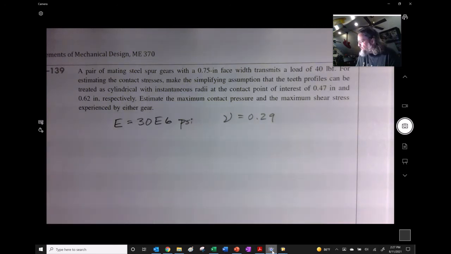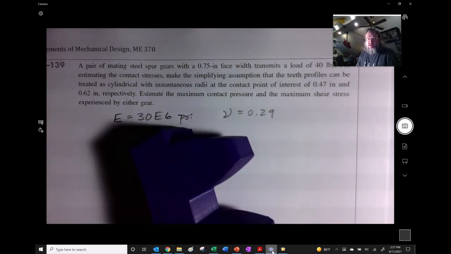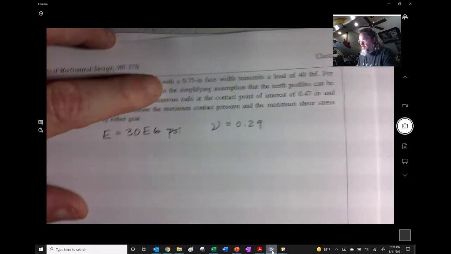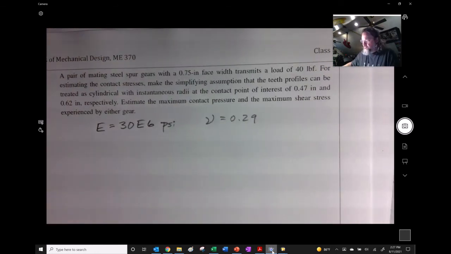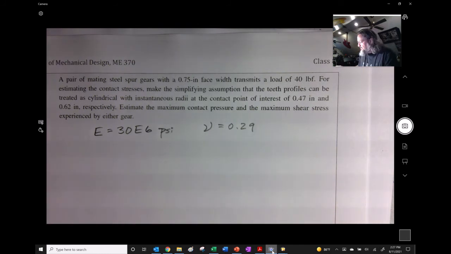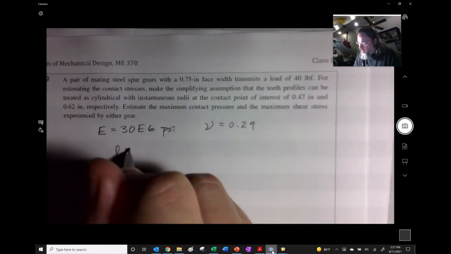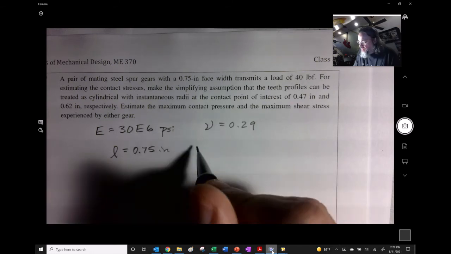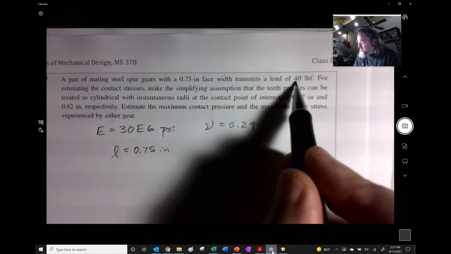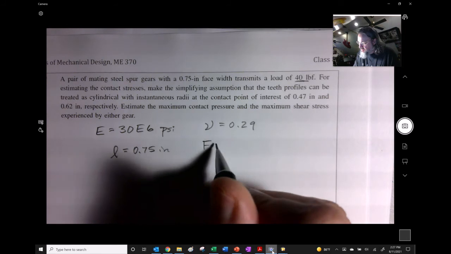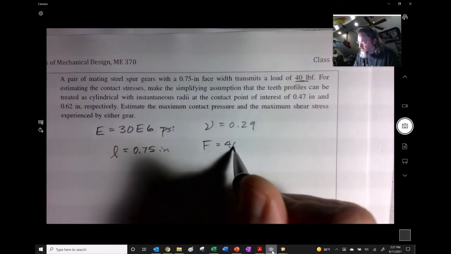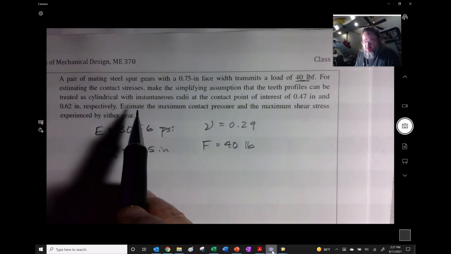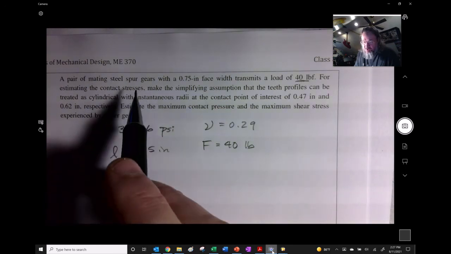They're saying the face width, which for a gear means this width right there. So that's what they mean by the 0.75. I just thought I'd point that out. So that's L when it comes to a cylinder, 0.75 inches. The force they're telling us is 40 pounds, which is pretty small, but it's okay. 40 pounds taking place.